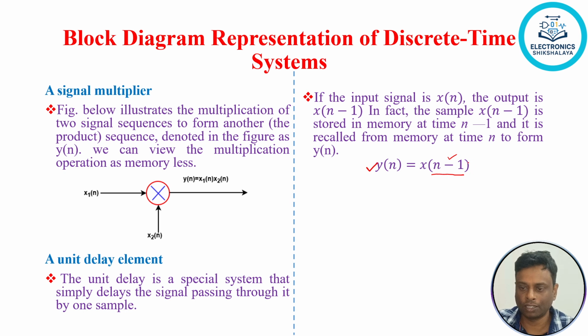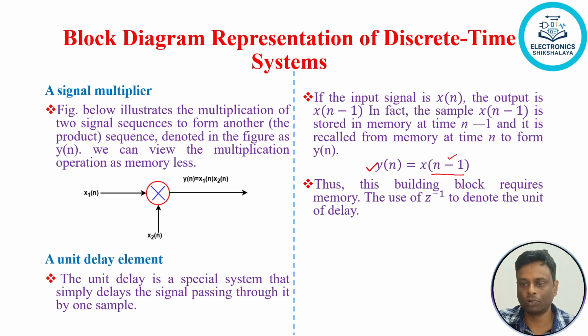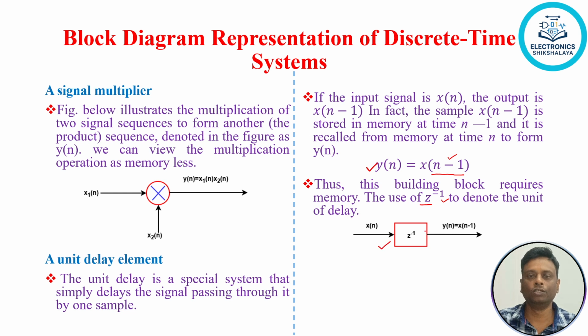Let us see the block diagram. The unit delay element is represented by z inverse. You can see this is the block diagram representation of a unit delay element. It is denoted by the operator z to the power minus 1, and it gives the output y of n equal to x of n minus 1. Only one unit it will delay. So this is the unit delay element.